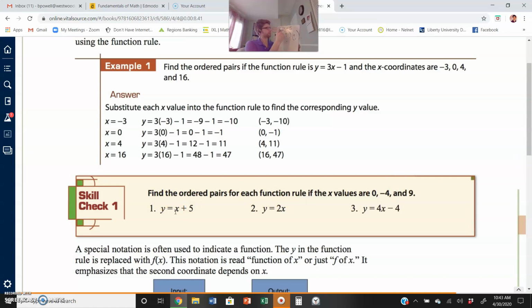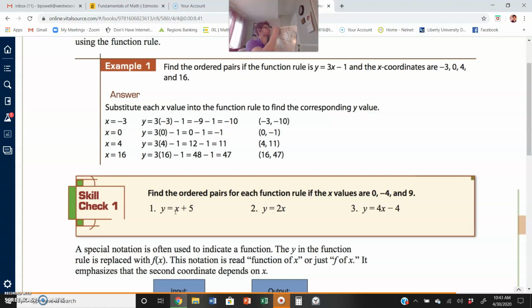So for here, I'm going to plug in a 0 where I see an x. So 0 plus 5 is 5. Let me plug in a -4. -4 plus 5 is 1. Let's plug in the 9. 9 plus 5 is 14. Here are your answers for number 1. You should have the points (0, 5), (-4, 1), and (9, 14). Hopefully you got that. All we did was plug in the x values of 0, -4, and 9 in place of x, and we get our y's.